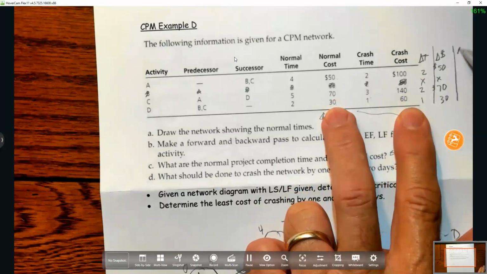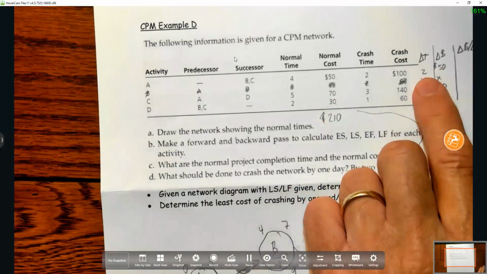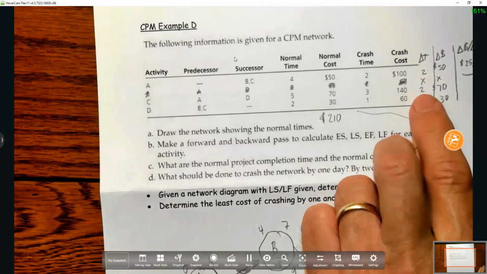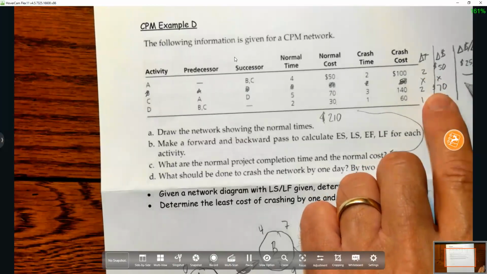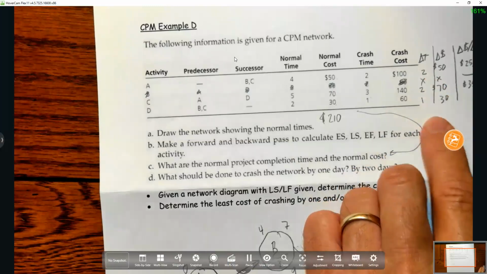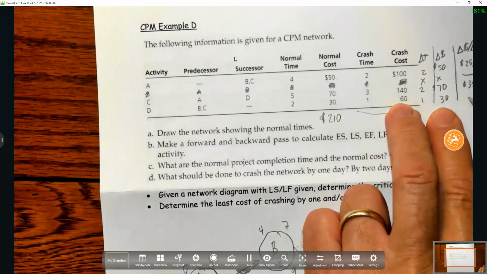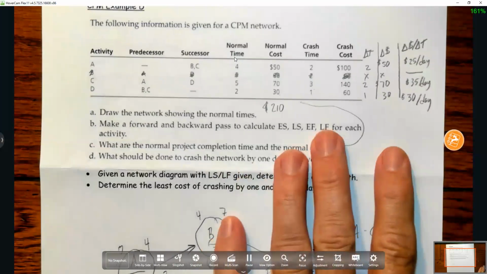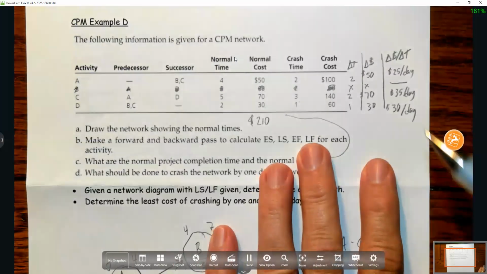Now, change in money over change in time. It's 50 divided by 2. It's $25 per day. This one we're skipping. 70 divided by 2 is $35 per day. And the last one is $30 per day. Oops, there it goes. Sorry, it was off to the side. All right, so these are the numbers I'm going to be looking at.